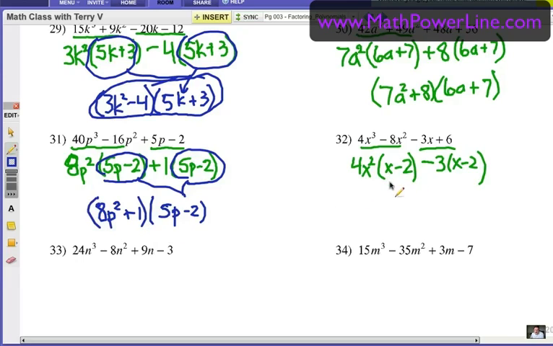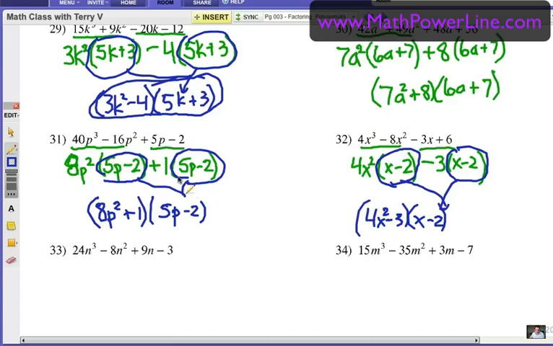All right, over here, the x minus 2 binomial is the common factor there. And then I write it down once as part of my final answer, x minus 2, and I have 4x squared minus 3. Okay, just a quick note here. Notice that 5p minus 2 doesn't change, but in order to make it work with my factoring pattern in groups, I factor out a 1. That's why it's 8p squared plus 1. All right, don't forget about that. All right, try 33 and 34.